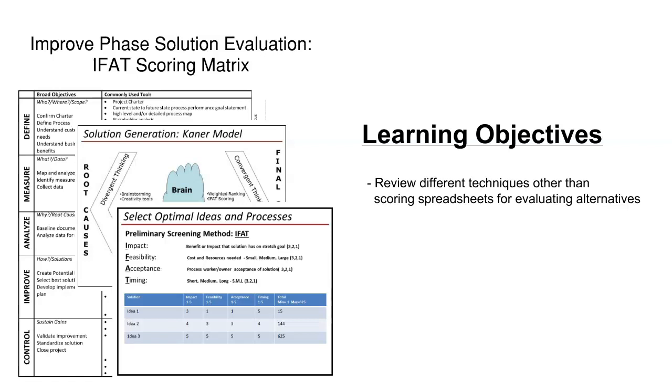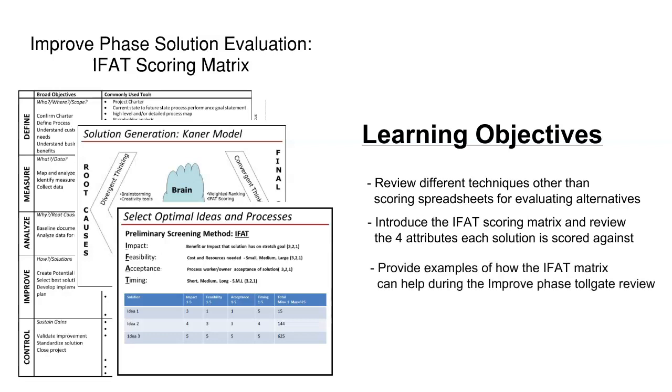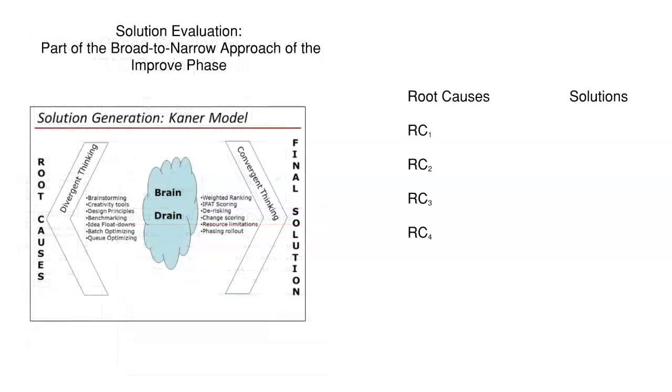We'll then describe the four elements that make up the scoring matrix known as an IFAT matrix and why those attributes are chosen for solution evaluation. And then finally, we'll provide some examples of how an IFAT matrix can be used to help with tollgate reviews and help with some of the questions that decision makers will have just before the solution implementation plan is approved and solutions are implemented. All right, I've cleaned up my screen just a little bit.